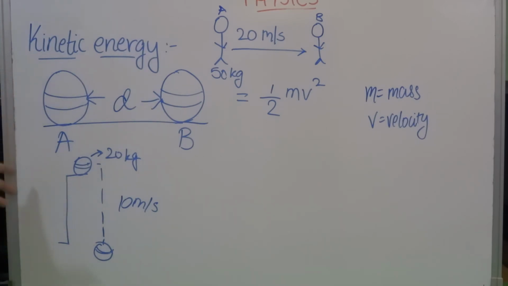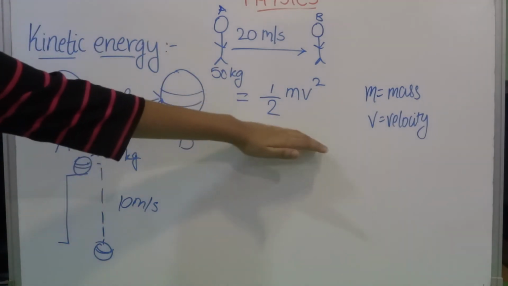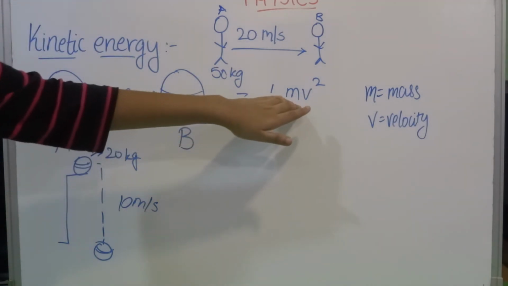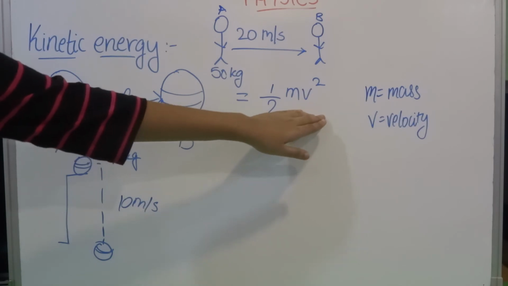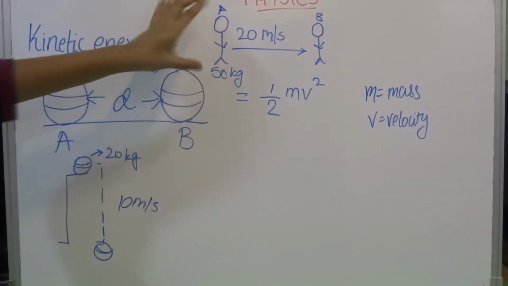Let's take the example that we used before. There is a ball raised to a height, so it has gravitational potential energy. Then it is made to fall. Because it is falling, it has movement, and so it has kinetic energy. Kinetic energy is given by the formula half mv square, where m is the mass and v is the velocity. So let's solve this example.